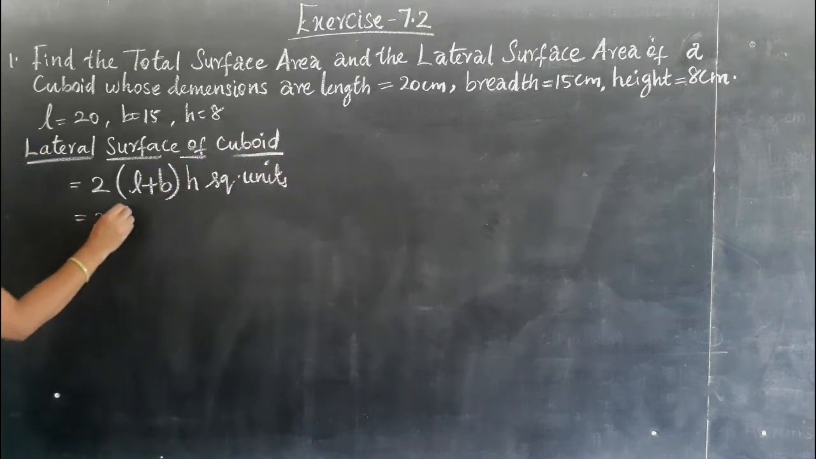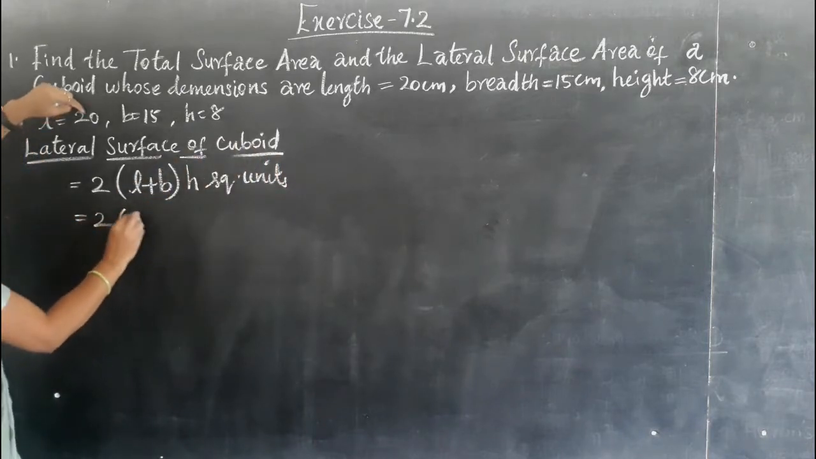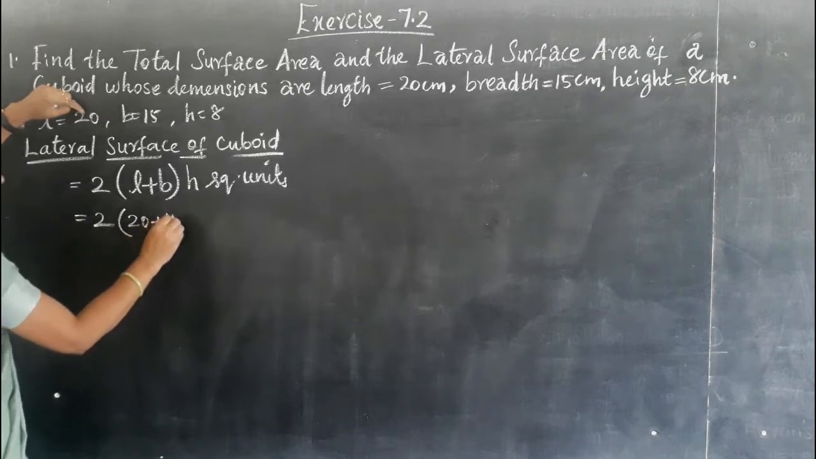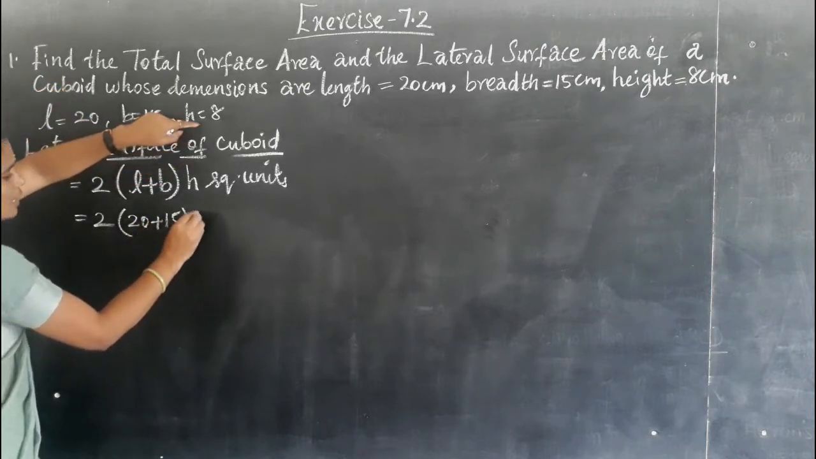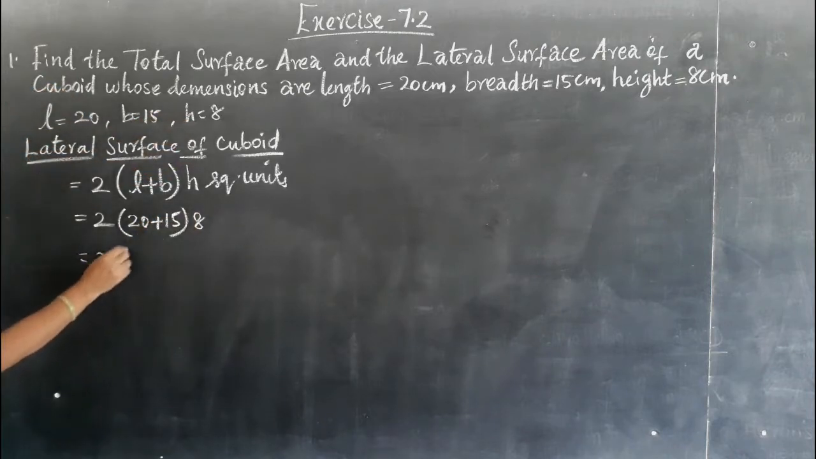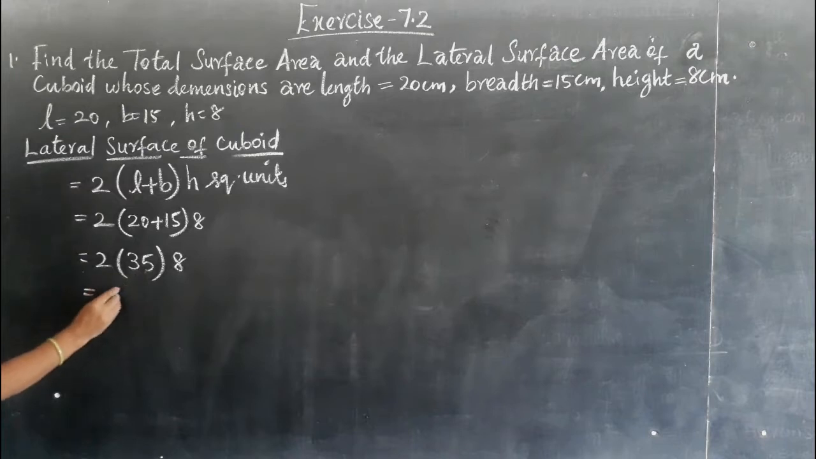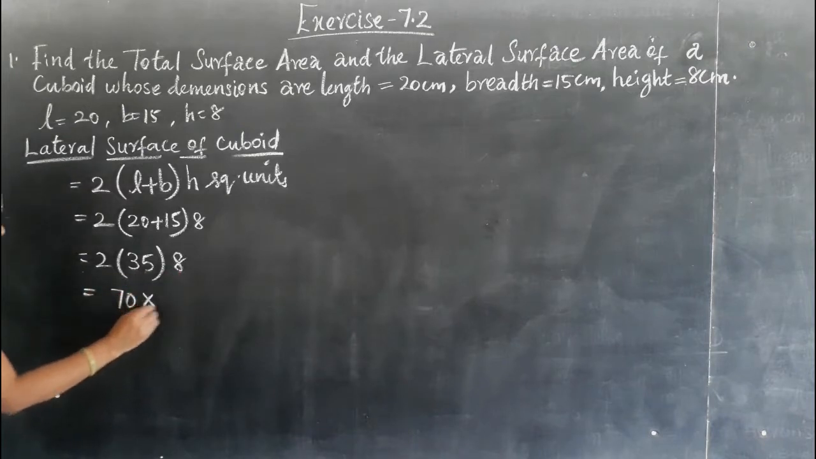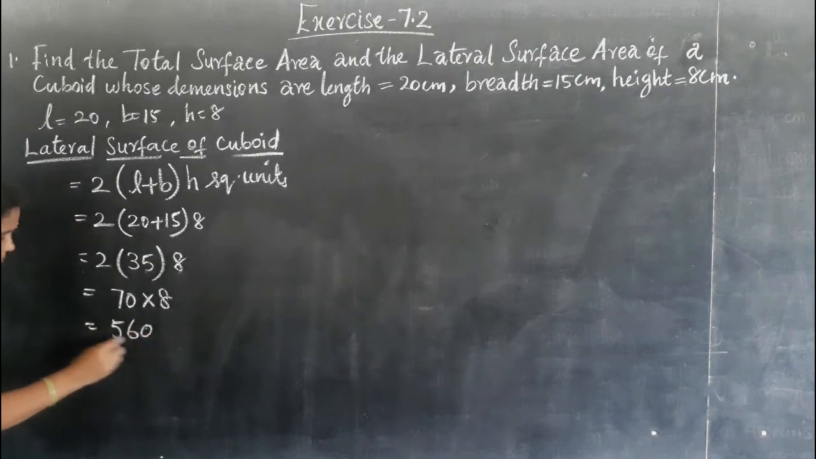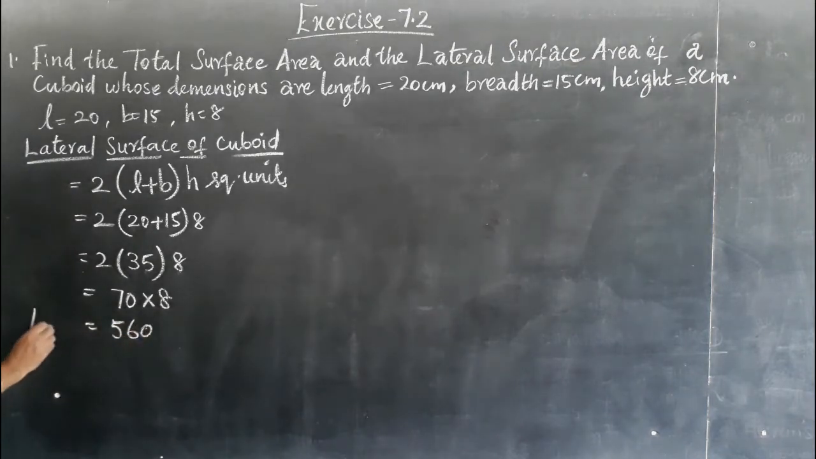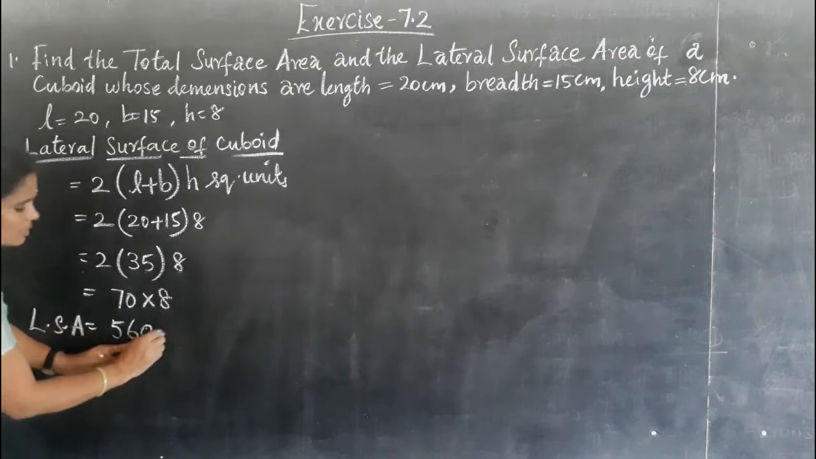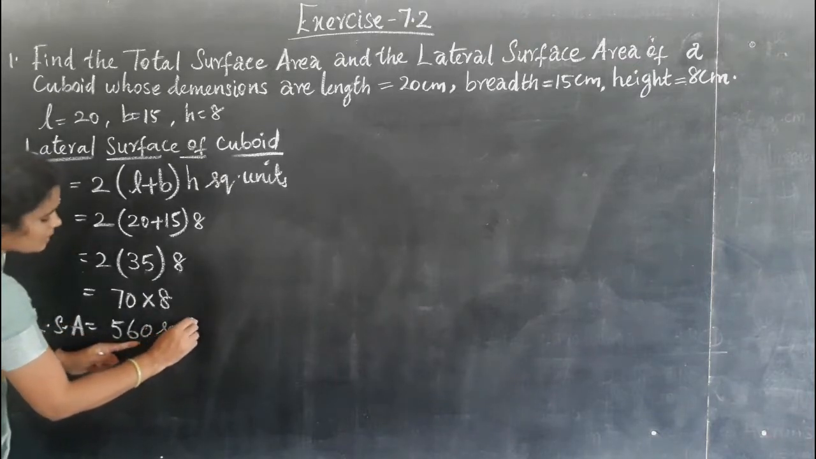With 2 (L plus B), so 20 plus B is equal to 15, H is 8. So 2 into (20 plus 15), 35 into 8. So 35 into 2 is 70, 70 into 8, 8 sevens are 56, 0. So LSA is equal to 560 square centimeter.